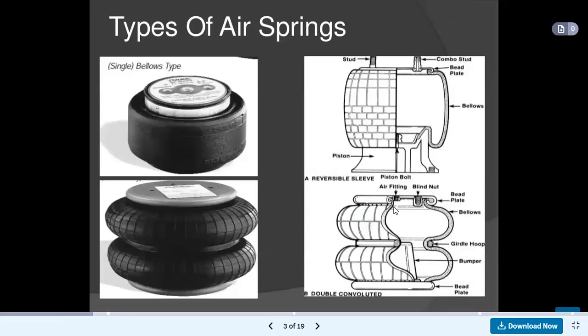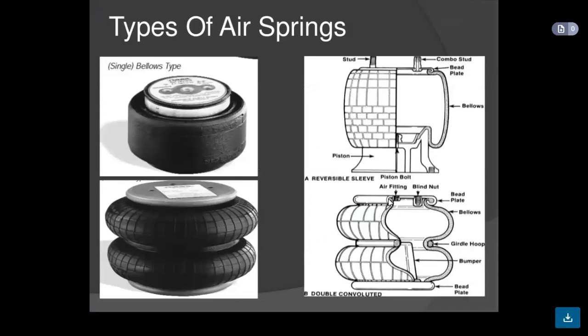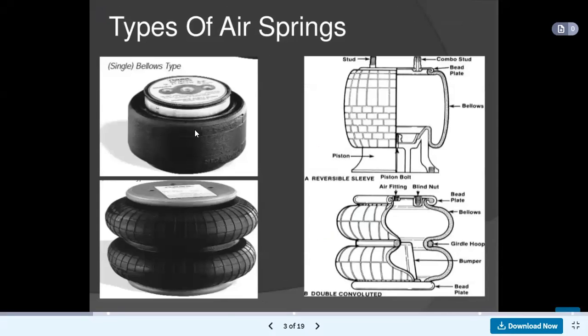If we see the types of air springs, then the single bellow type is there, then the sleeve type is there. See, this left side diagram is related to the bellow type arrangement, and on the right side, if we observe, a reversible sleeve figure is there. This is the cut section on the right side, and on the left side, this is the actual view from the front side of that air spring.